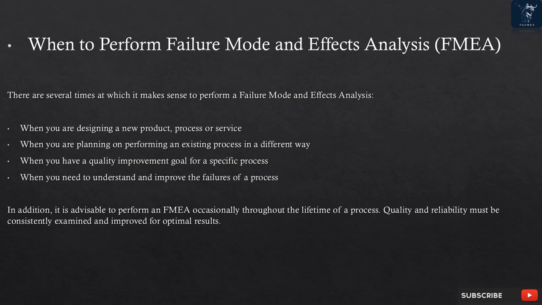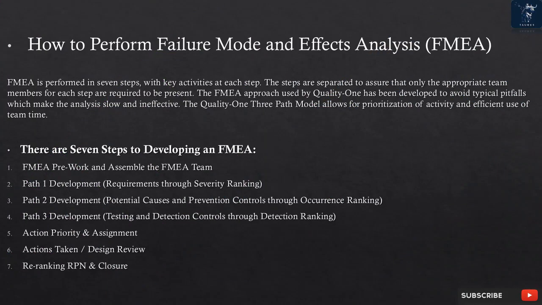In addition, it is advisable to perform an FMEA occasionally throughout the lifetime of a process. Quality and reliability must be consistently examined and improved for optimal results. Early failure mode discovery. How to perform Failure Mode and Effects Analysis, FMEA. FMEA is performed in 7 steps, with key activities at each step.